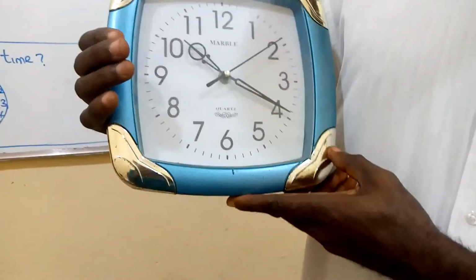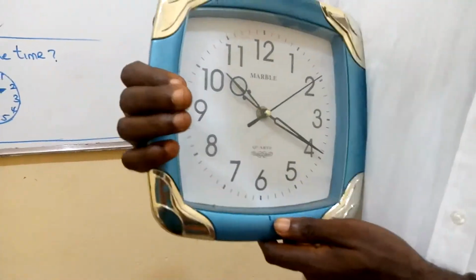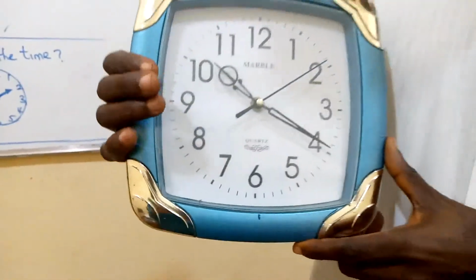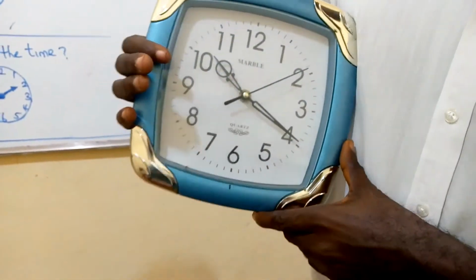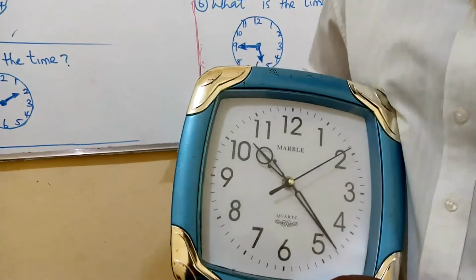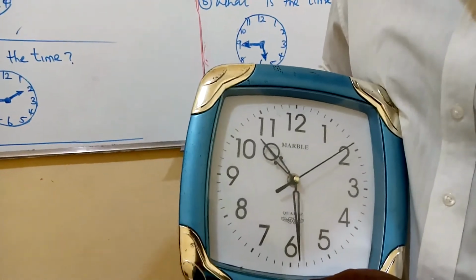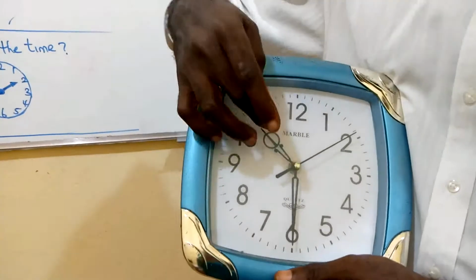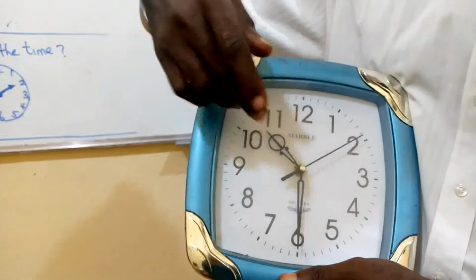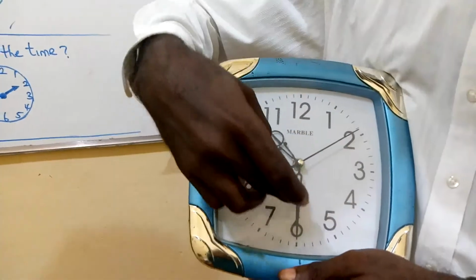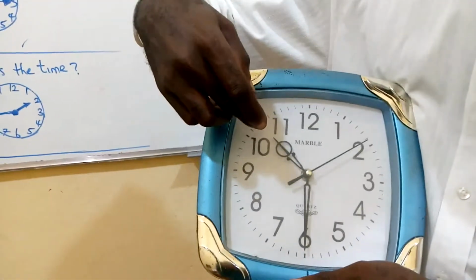Then, next we are going to look at half past an hour. When you find the long hand at 6 and the short hand pointing at or about getting to any number, you know that the time is half past an hour.